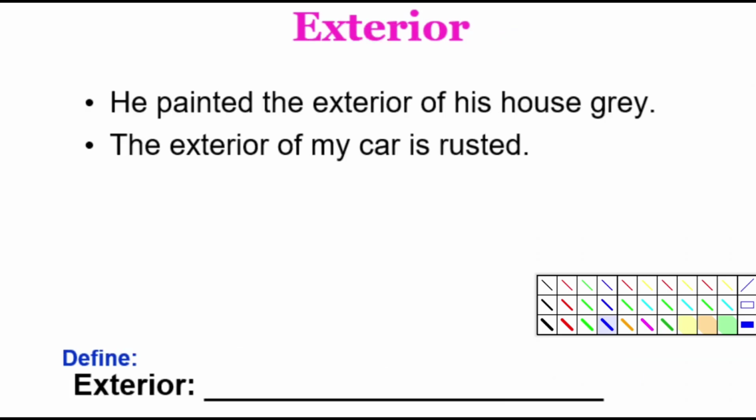He painted the exterior of his house gray. The exterior of my car is rusted. That's just like my car. So I would say that's just going to be just the outside. So, okay, so interior is inside, exterior is outside. Pretty good. But now, how does that apply to our mathematics? How does that even deal with what we're doing right now?